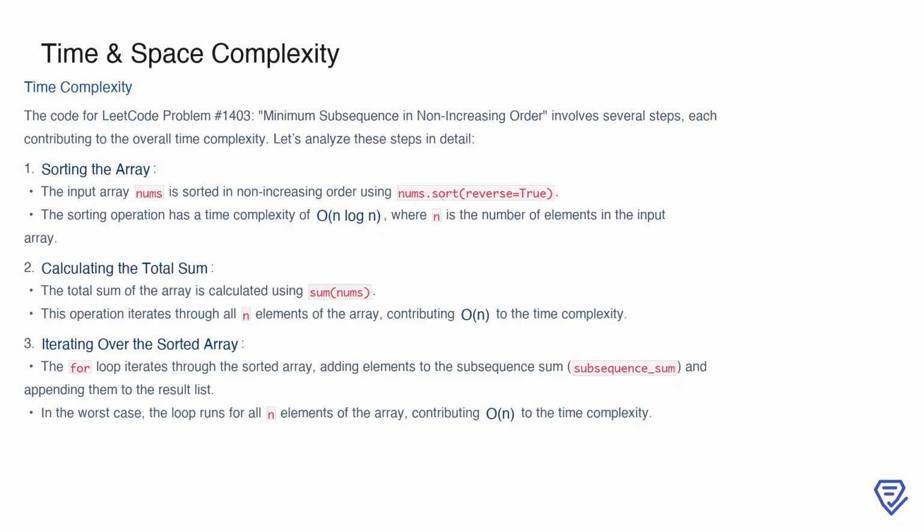Finally, we iterate over the sorted array in a loop. In each iteration, we add the current element to the subsequence sum and append it to the result list. In the worst case, this loop runs for all n elements, so this step contributes another O(n) to the time complexity.